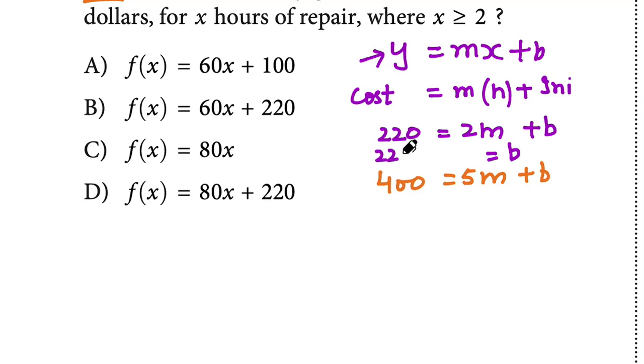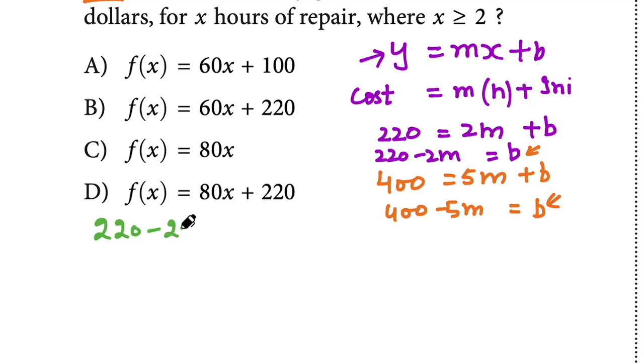So that will be 220 minus 2M. And then in the second one, I'll find the value of B, which is 400 minus 5M. Here I'm subtracting 2M and here I'm subtracting 5M on both sides. Now both of these are equal to B. So that means I can equate them. You must have seen I use this method a lot. Whenever it's possible, I use this method. 220 minus 2M is equal to 400 minus 5M. So adding 5M on both sides.